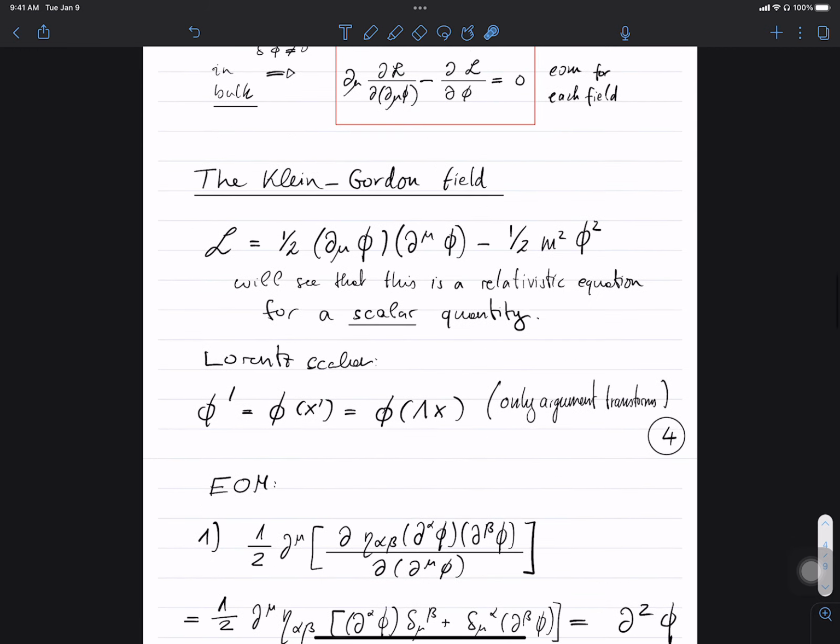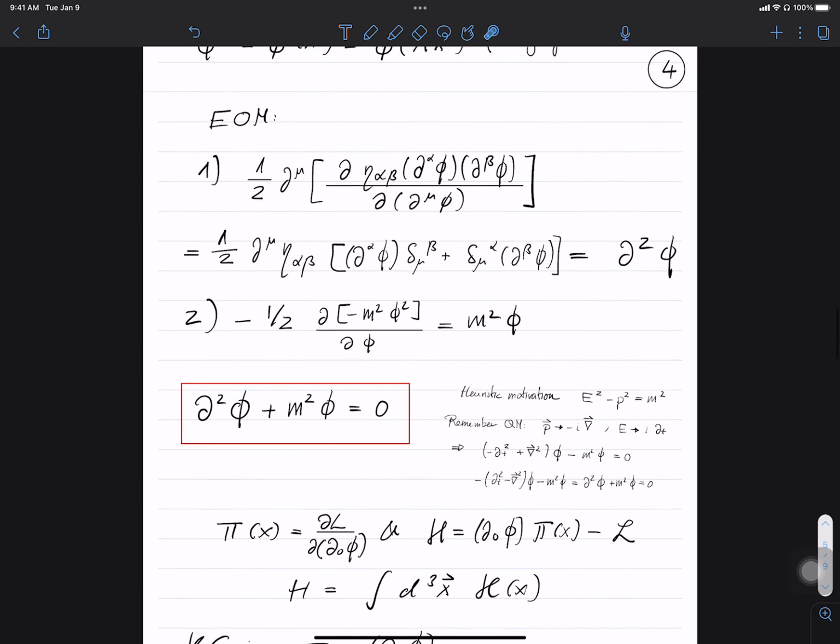The second term here, we have to take a derivative with respect to phi of the Lagrangian.